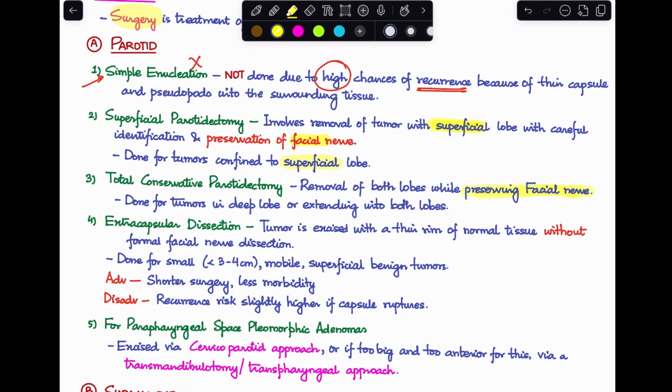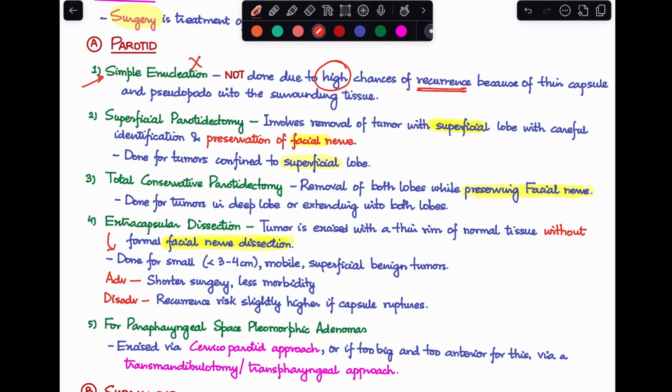There's another surgery which has been gaining more popularity, which is a more conservative surgery, and this is extracapsular dissection. Here we basically excise the tumor outside of its capsule along with a very thin rim of normal tissue. But here we do not do any facial nerve dissection. We do not identify the facial nerve. But this has very limited cases where we can do this.